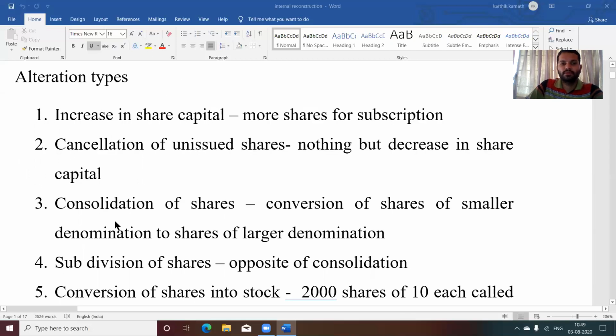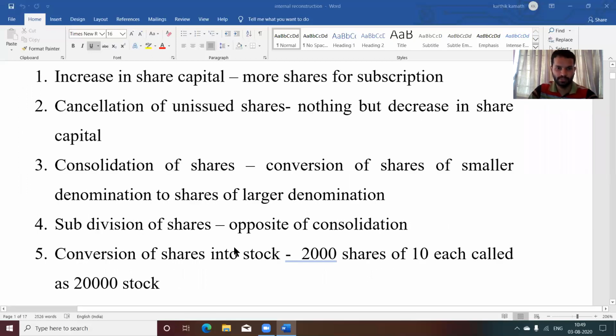Consolidation of shares. What is consolidation? It is conversion of shares of smaller denomination into shares of larger denomination. That is consolidation of shares. Then subdivision of shares. Subdivision of shares is the opposite of consolidation, that is, conversion of shares of larger denomination into shares of smaller denomination. That is subdivision of shares.